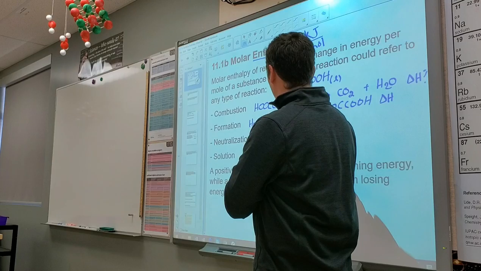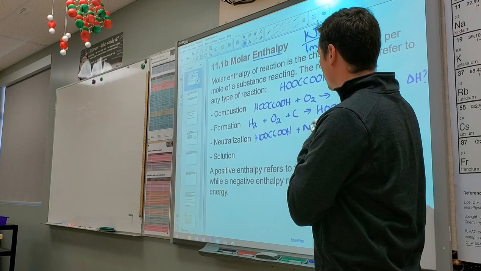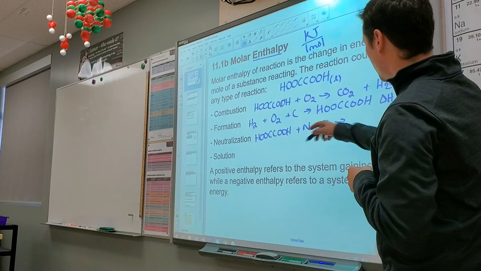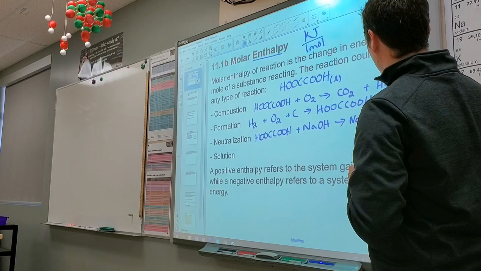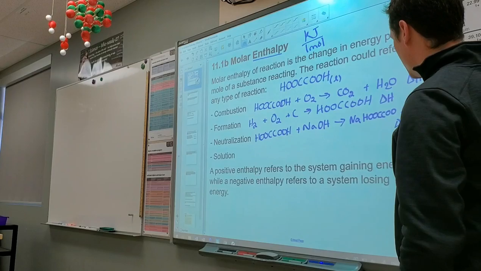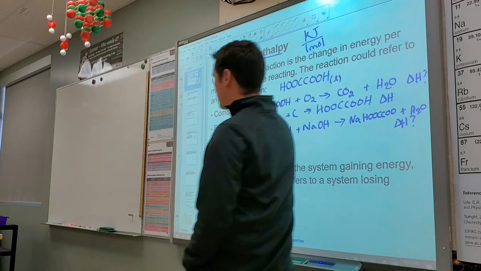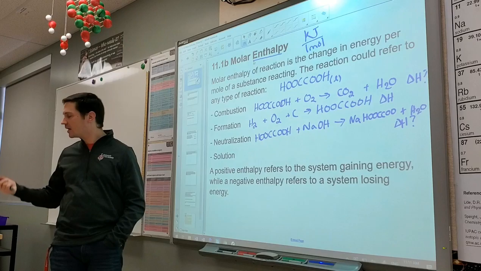Neutralization, when this thing gets neutralized, right? So that's like this thing. Is this an acid or a base? Acid. It's an acid, so we need a base to neutralize it, right? So Na, HOOCCOO, plus water. It's going to have a very specific delta H.